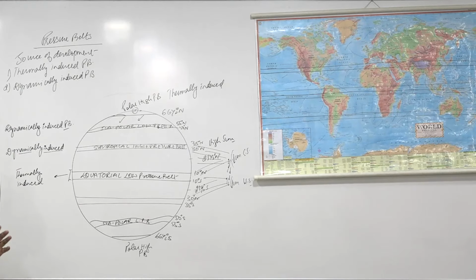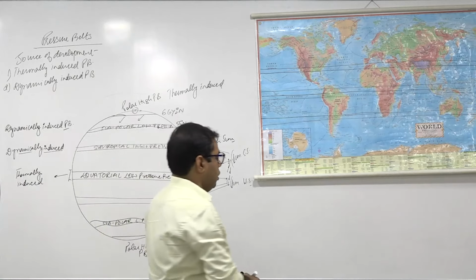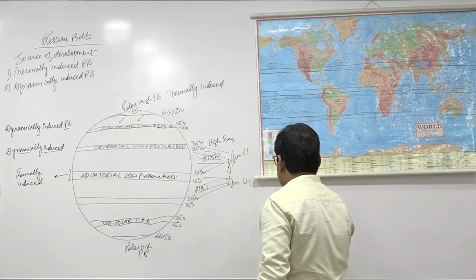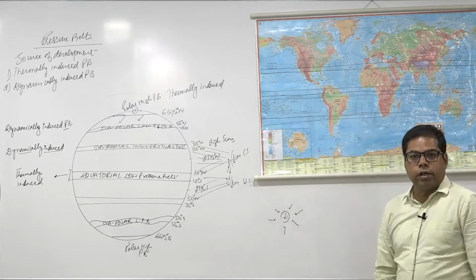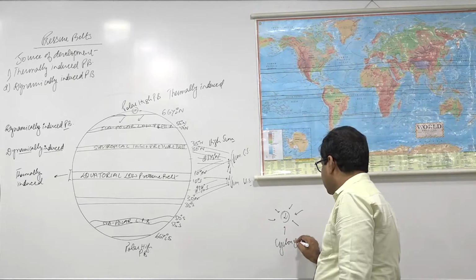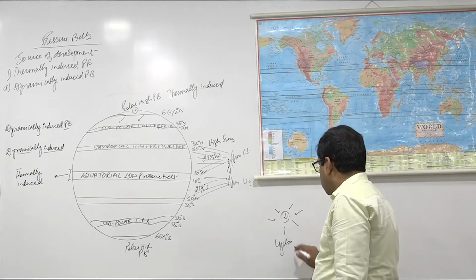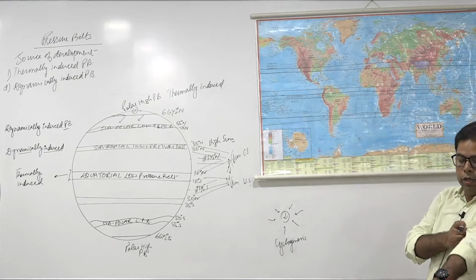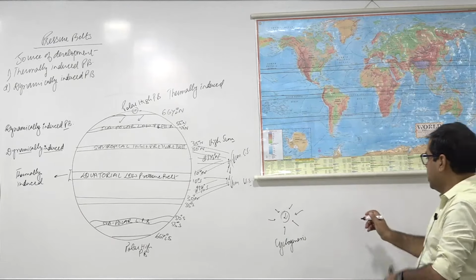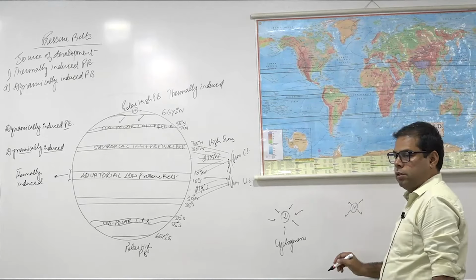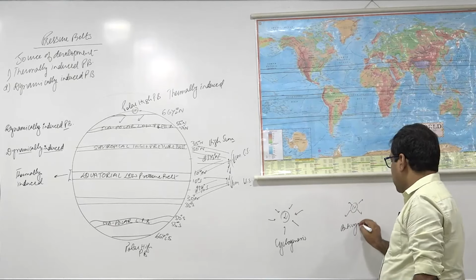So, wind always blows from high pressure to low pressure areas, and the low pressure center will have convergence of wind. Am I clear? Low pressure center has convergence of wind. This is cyclogenesis. Clear? And high pressure has anticyclone condition, low temperature. So this is anticyclone.